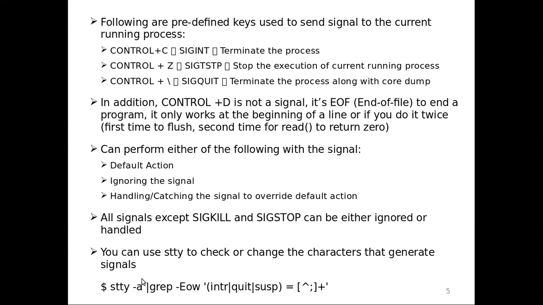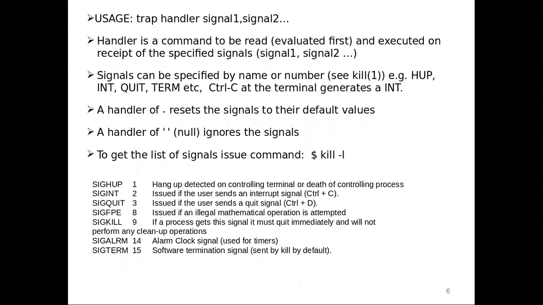I have clearly told how you can modify the existing terminal settings, like changing end of file to control E, and also erase and interrupt. You cannot add key combinations, but you can change the default key combinations. To get the list of signals, use kill -l. If you want to ignore a signal, use null, that is empty quotes, and you can test it. A handler of minus resets to the default action. We have seen that with examples.